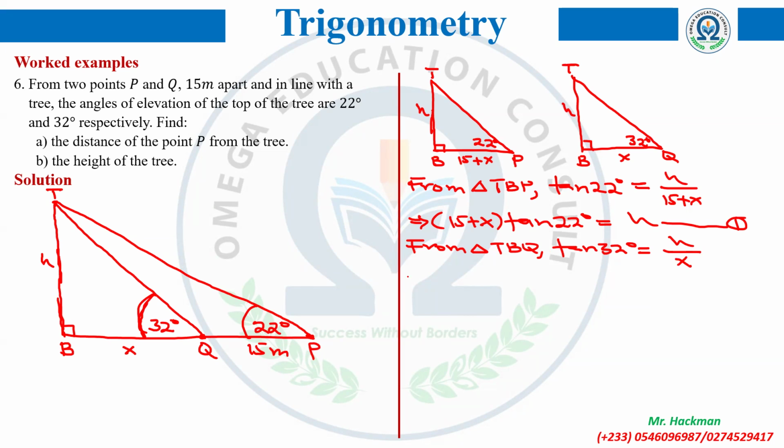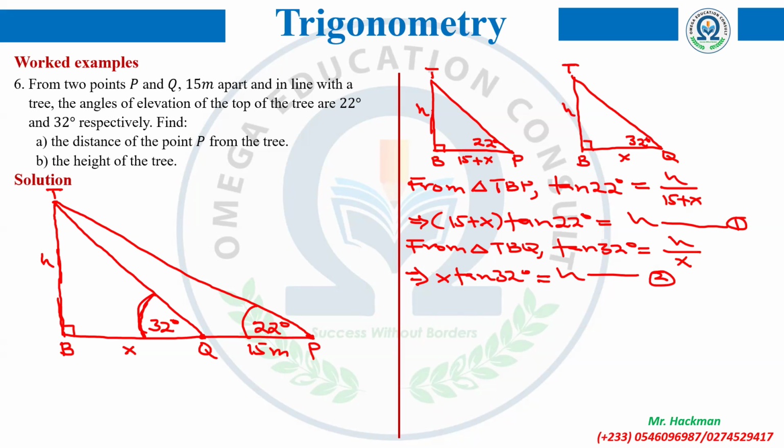Okay, so can I also say that this implies that x tan 32 degrees should be equal to h, or h should be equal to that. So I will label this as equation 2. All correct?